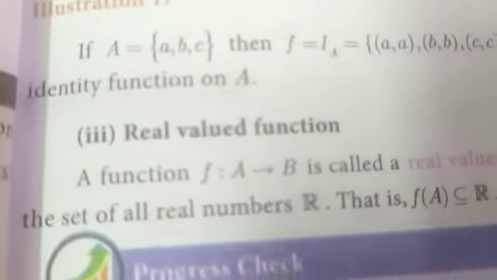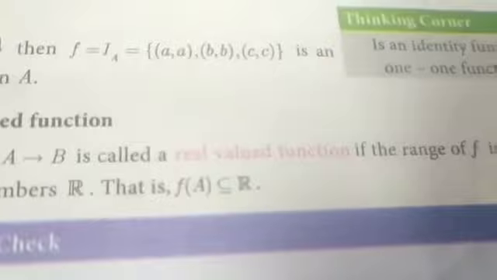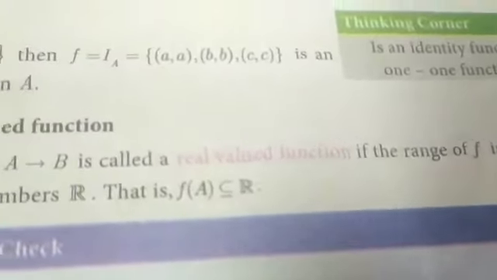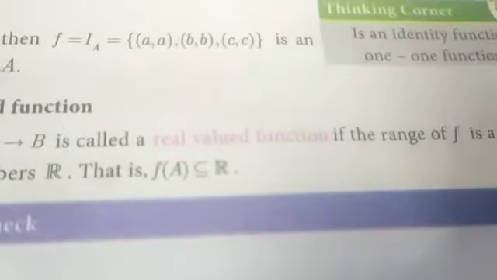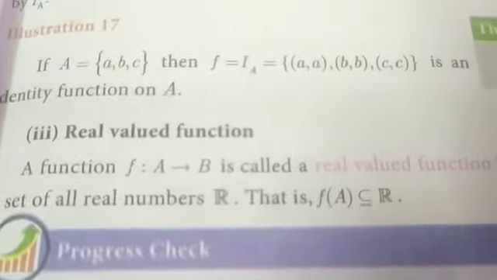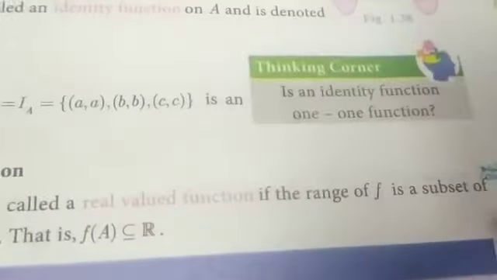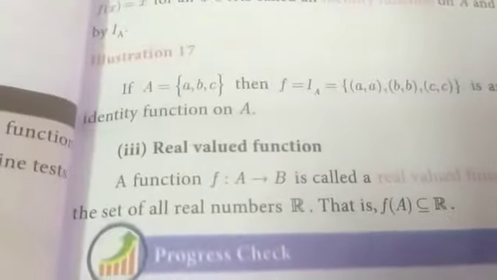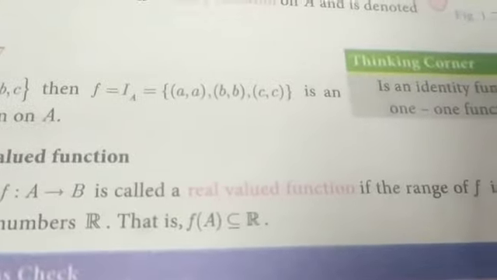Next is real valued function. It is nothing but in B set it will have all the numbers we know. Till 9th standard you have studied about natural numbers, whole numbers, rational numbers, irrational numbers and integers. So these all numbers will come under real numbers, which is denoted by R, and it will be the superset of B, and the range of f will be the subset of all real numbers. That is, f of A is a subset of R.